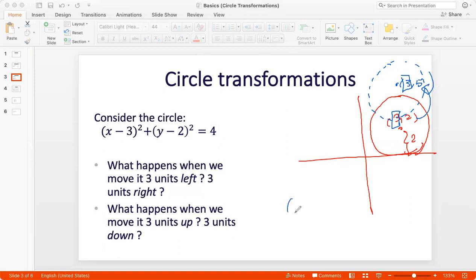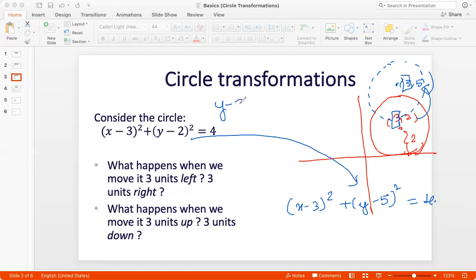So what is the equation of the new circle? (x minus 3) whole squared plus (y minus 5) whole squared is 4. So from y minus 2, I have come to y minus 5, which means that I have replaced y with y minus 3. Because y minus 3 minus 2 is y minus 5. So when I shifted the circle up, I replaced y with y minus the same number of units. I shifted it up, right? Okay, let's look at moving it down.